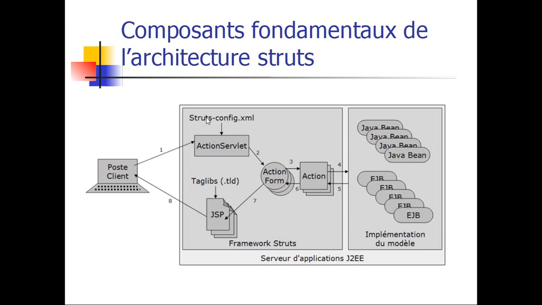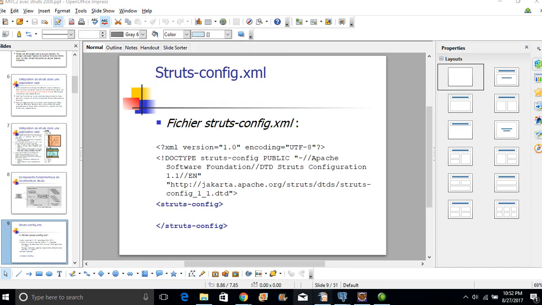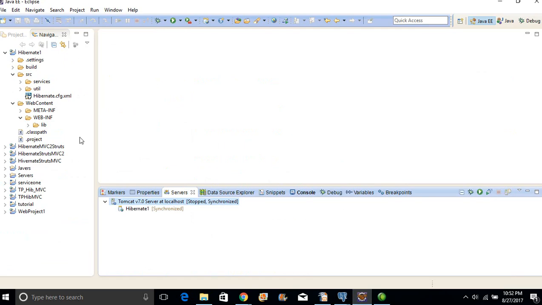So for that we need to create a class that extends action form, and another class that extends action. We're going to configure struts config.xml, create one JSP page, and configure the web XML file. So let's start by creating the action classes.